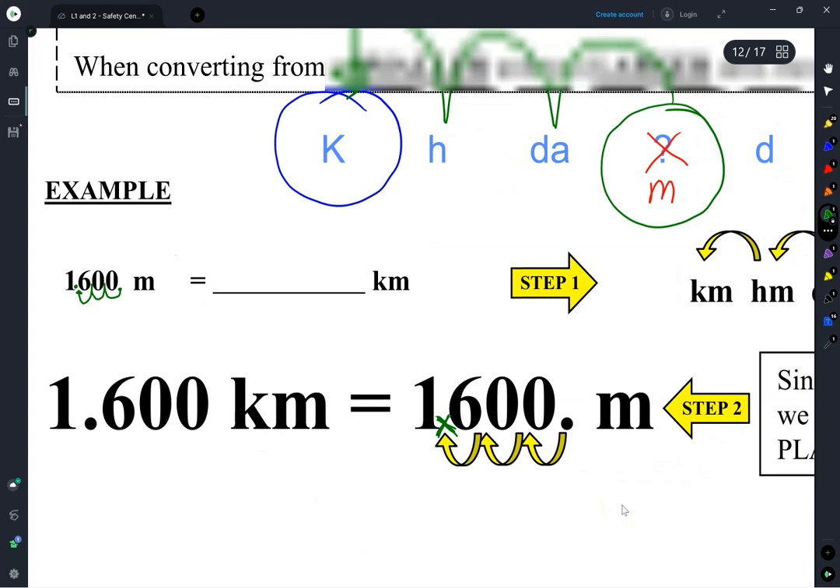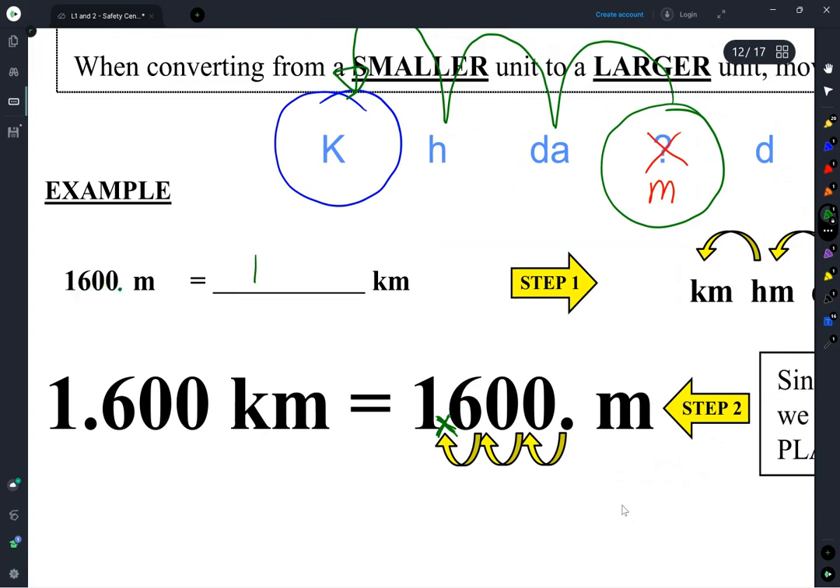Alright, so 1,600 meters is equivalent to 1.600 kilometers. Now, you could keep the extra zeros, or you can leave them off. Later on in future science courses, you'll learn about significant figures and when you should keep the zeros and when you should not keep the zeros. But for this course, put them in, don't put them in, not a big deal. So I will accept both 1.600 kilometers or 1.6 kilometers.